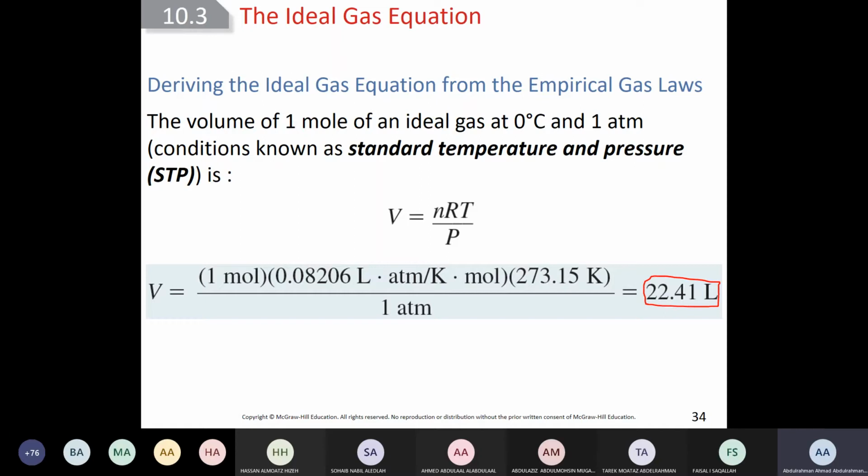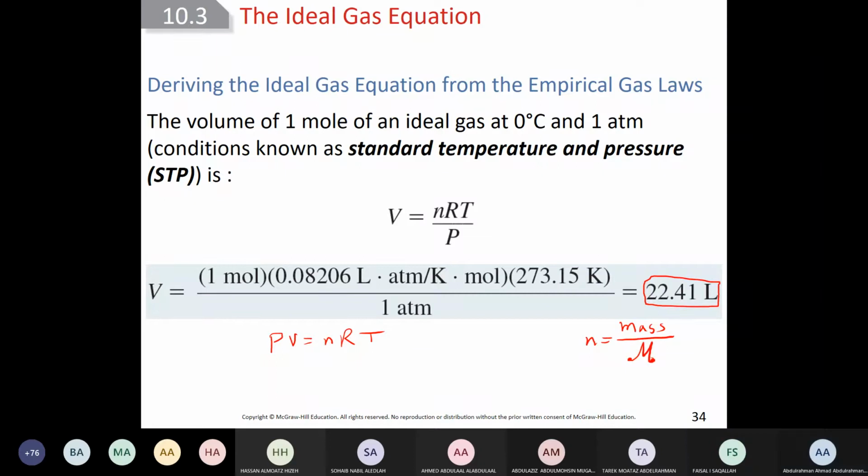Very good. Next, we said that PV equals nRT. What is n? Number of moles. It is mass over what? Molar mass. Mass over molar mass.